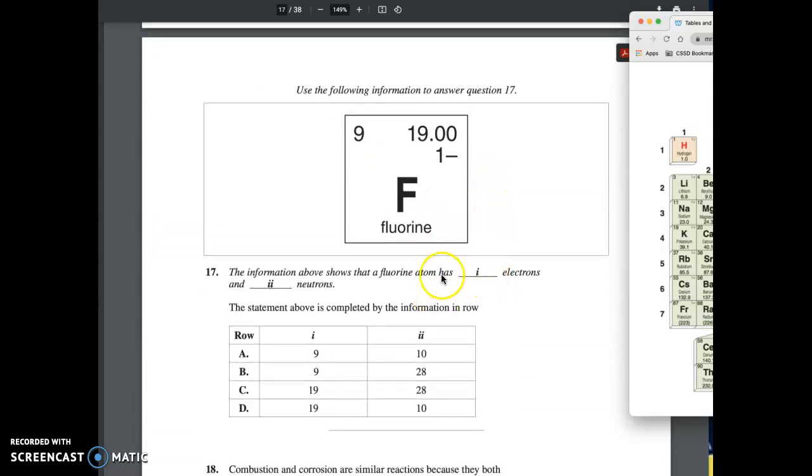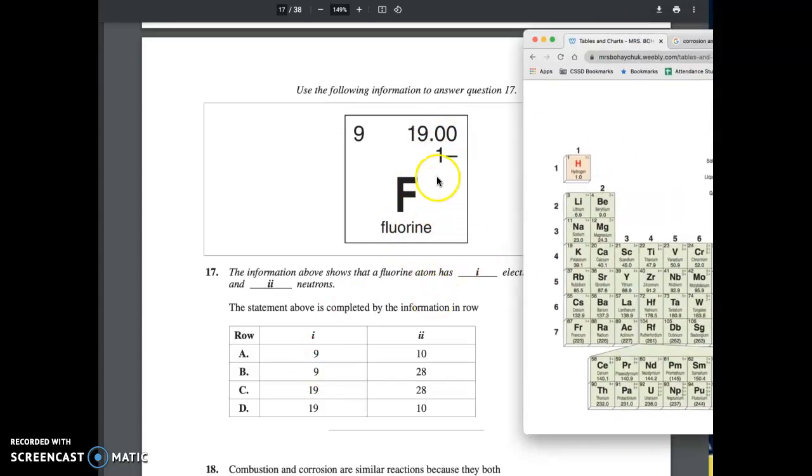Fluorine. It's asking how many electrons and how many neutrons we have. So how many protons and electrons we have is the atomic number. So 9. Fluorine has 9 electrons. Okay, so which one says 9? This. The atomic mass, which we usually write on the bottom, but that's okay. The atomic mass is 19.